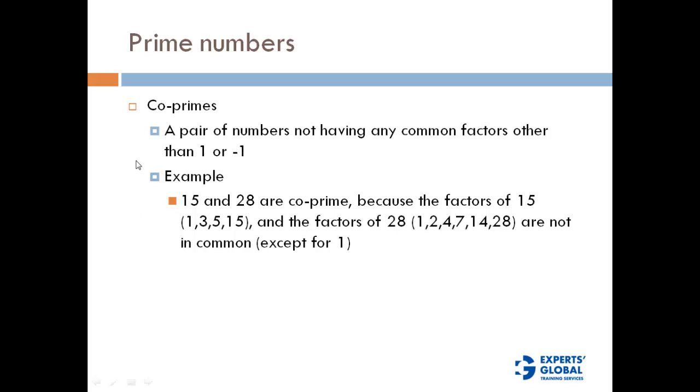Co-primes: a pair of numbers not having any common factors other than 1 or minus 1. So let's say 15 and 28. Let's first split 15. So 15 is 1 into 15. 15 is not divisible by 2, so it is 3 into 5, and then 5 into 3. So that means the factors are going to be 1, 3, 5 and 15. Correct? 1, 3, 5 and 15.